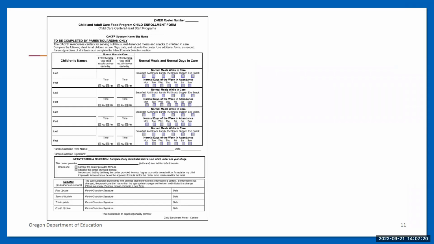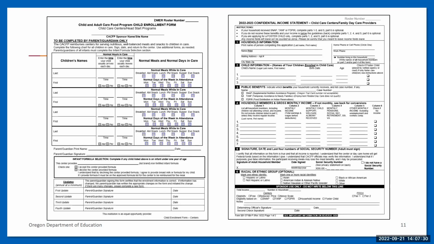First is the Child Enrollment Form, also known as the CEF. A valid CEF is required to be on file for all participants listed on the OMER. Another common supporting document is the confidential income statement, which we will refer to as a CIS. The CIS is not required for participants to be listed on the OMER, but it is required if the participant will be marked as free or reduced price eligible on the OMER. We'll go more in depth on these in the next section.